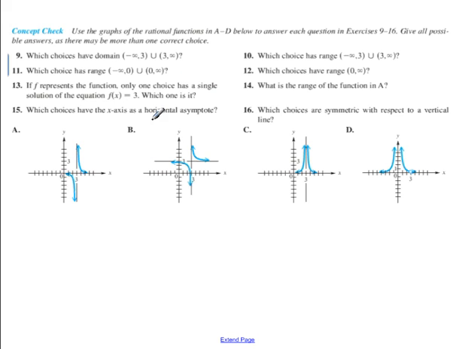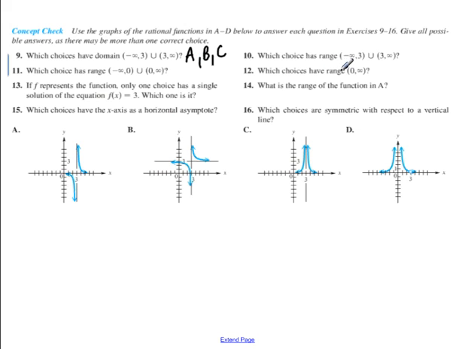Use the graphs of the rational functions in A through D to answer each question. We probably won't do all of these, but just to make sure you're understanding, it says in part 9, which choices have domain from negative infinity to 3, union 3 to infinity. So there we would expect to see a vertical asymptote at 3, so that's in part A, as well as part B, and also C. But part D has a vertical asymptote at 0. So that would be A, B, and C.